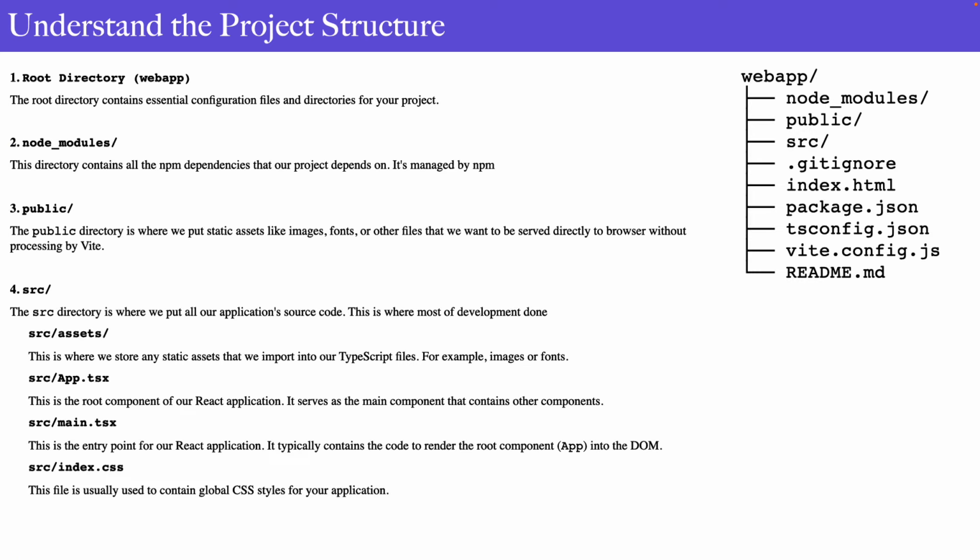The first is the root directory itself. The project folder itself is the root directory. This root directory contains the essential configuration files and directories for our project. Next is node_modules. This is the directory that contains all the npm dependencies that are required for our project. Our project depends on a lot of libraries, and node_modules contains all those dependencies.